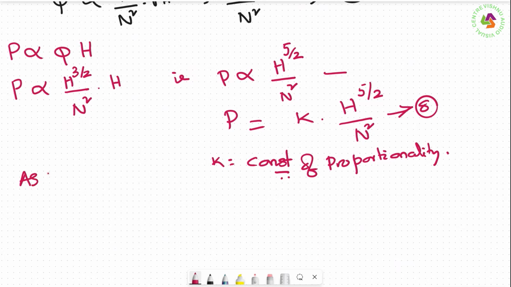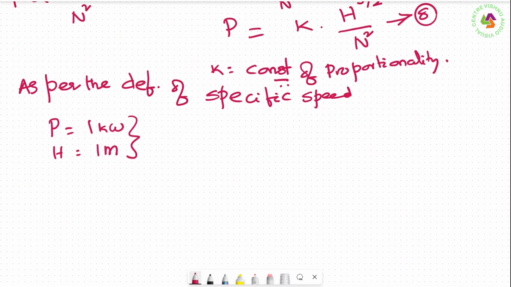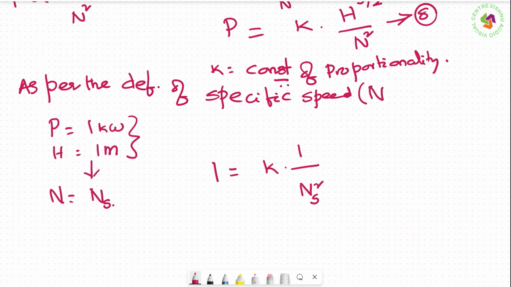Then, as per the definition of specific speed, the power developed is equal to 1 kilowatt under a head of 1 meter. So therefore, if P is equal to 1 kilowatt and H is equal to 1, under such a case N becomes Ns. If this is satisfied, the speed becomes specific speed. So specific speed is represented by N suffix s. So therefore, K is equal to Ns square.